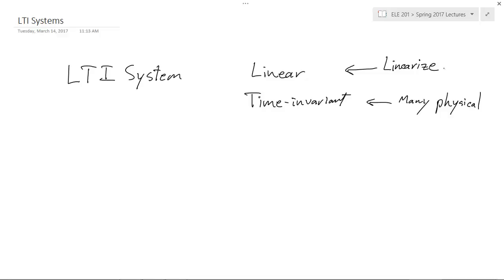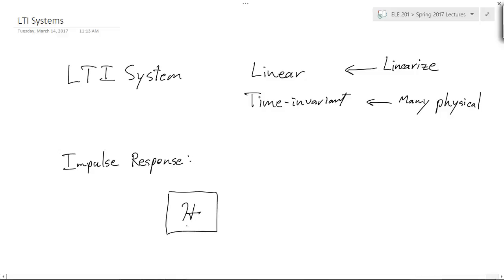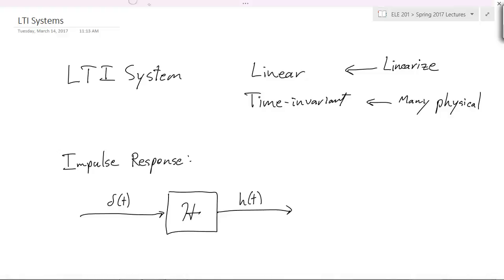So we're going to assume a system is both linear and time invariant, and the magic is, once we do that, there's something very important. The impulse response becomes very meaningful. So let's talk about what the impulse response is. The impulse response says you have your system H, it's linear time invariant. You put in a delta function, that's the impulse function, and you see what comes out. And we're going to just give this the label little h of t, and h of t is the impulse response.